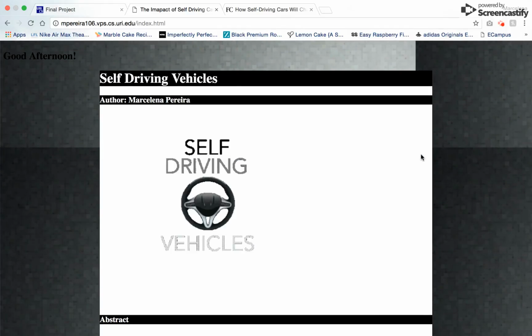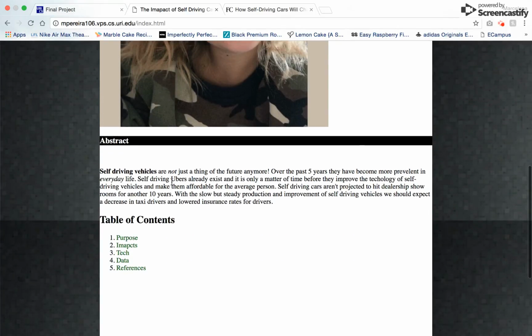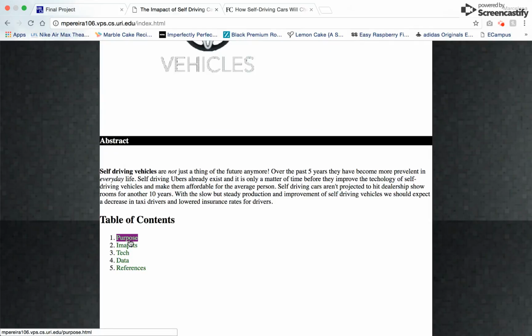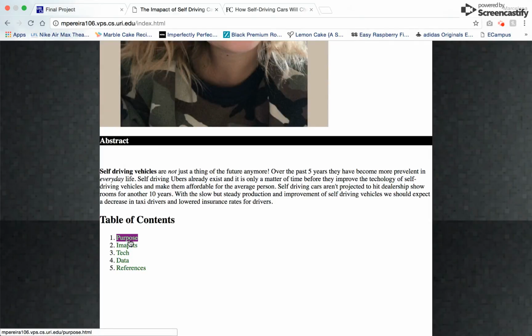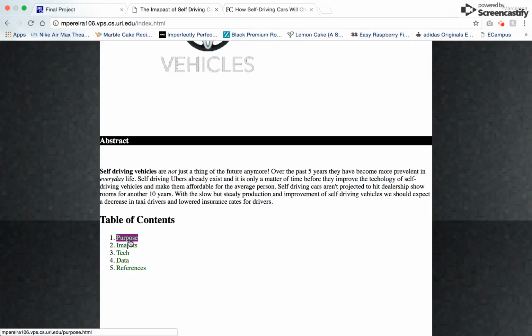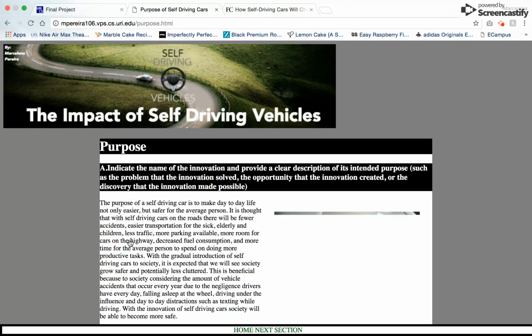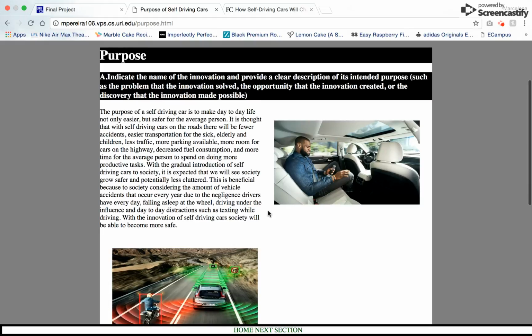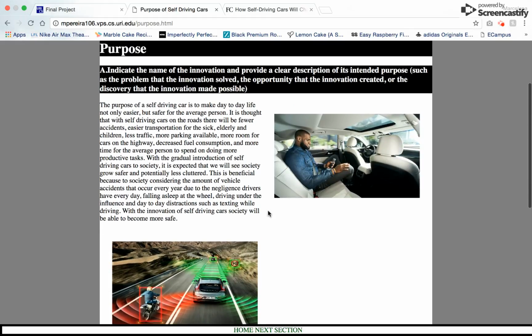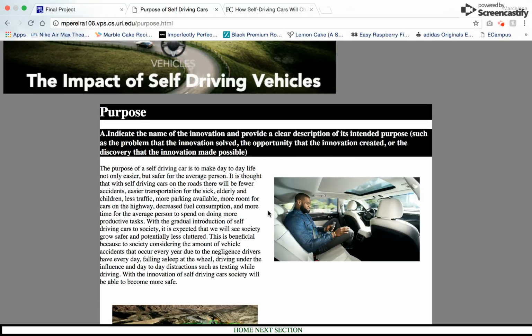And next we will go down to the table of contents. And this is going to bring us to other parts of my website. So first we'll go to the purpose. So this links right to the next page where I include two images and answer the question. The question states, indicate the name of the innovation and provide a clear description of its intended purpose, such as the problem that the innovation solved, the opportunity that the innovation created, or the discovery that the innovation made possible.